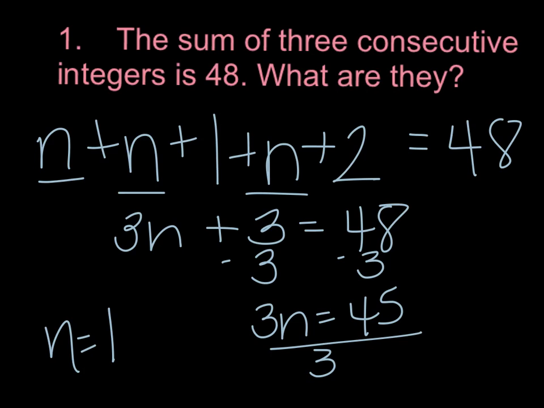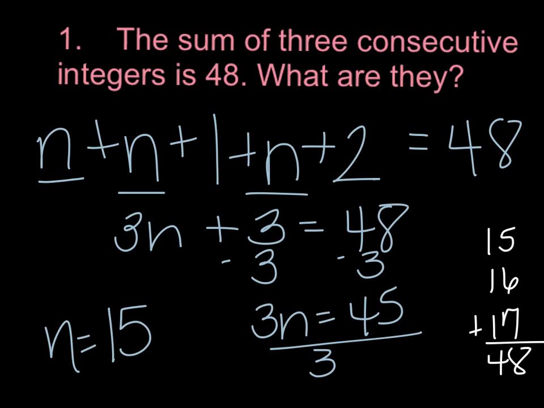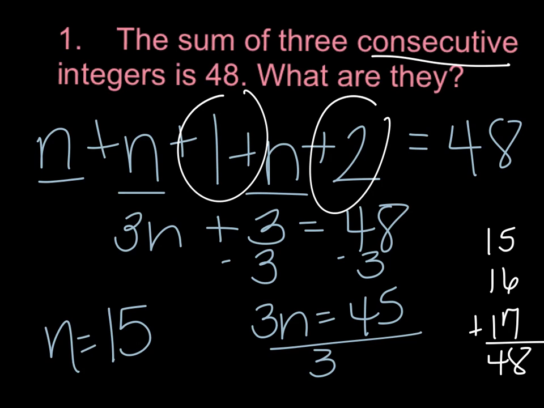3 goes into 4 one time with 1 left over, and into 15 5 times. So my first number is 15. My second number is going to be 16, and my last number is going to be 17. And if I add those 3 together, they're going to give me 48. So I know that this is true. The consecutive part means they're in order. The 1 and the 2 are what help me make them in order.